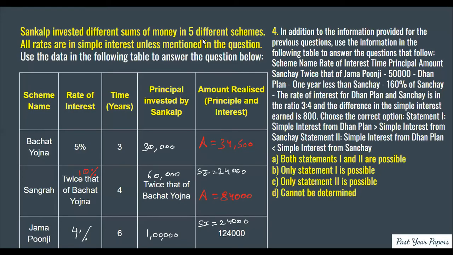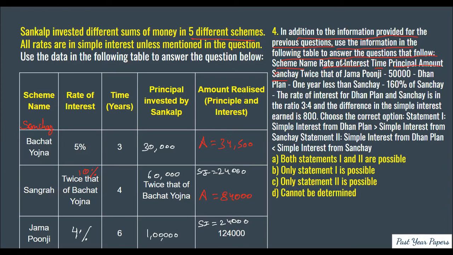Okay, let's start with the fourth question. Fourth question. In addition to the information provided for the previous question, use the information in the following table to answer the questions that follow. Scheme name, rate of interest, time, principal amount. Okay, they have given information about 2 more schemes. Remember, 5 different schemes. They have only given 3. Now they are giving information about 2 more schemes. Sanchay. Okay, this is scheme name.